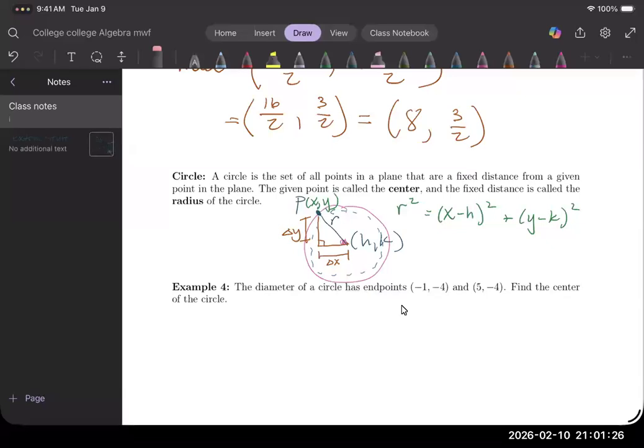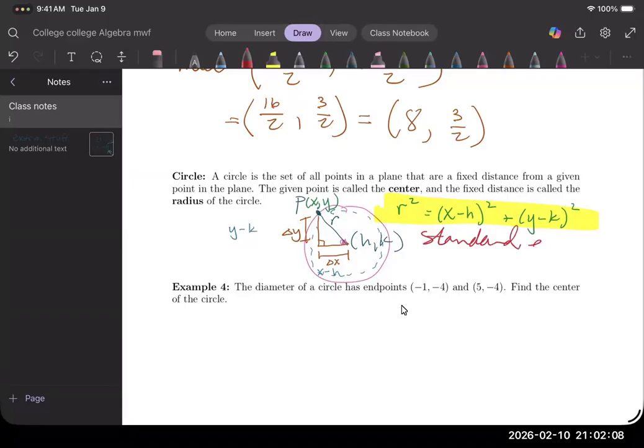Notice the change in y is height, top minus bottom, so that's y minus k. Our change in x is right minus left, or left minus right, x minus h. Then the Pythagorean theorem says you square both sides: a squared plus b squared equals c squared. So star this, highlight it, whatever you need, this is the standard equation for a circle.